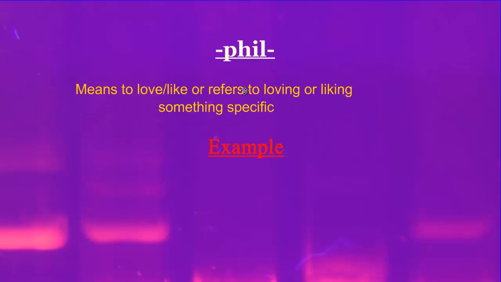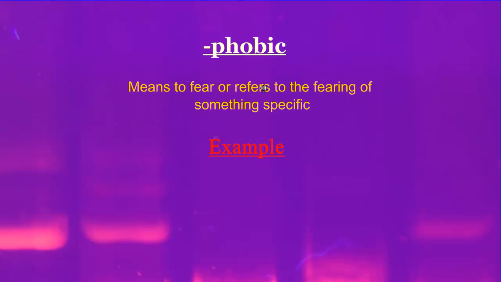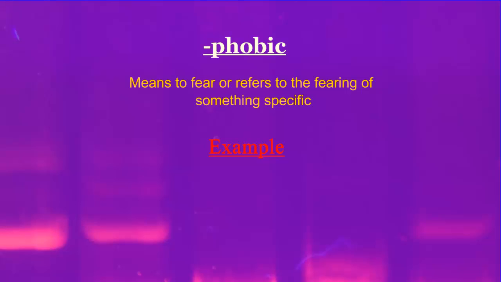Phil is actually a root word. It can be used as a suffix or a prefix or in the middle. It means to love or like, or to loving or liking something specific. So you start hearing words like philanthropy, halophile, hydrophilic, all meaning love or like something, or loving or liking something specific. Typically speaking, phobic is a suffix. It means to fear or refers to the fearing of something specific. Words like claustrophobic and hydrophobic are examples.